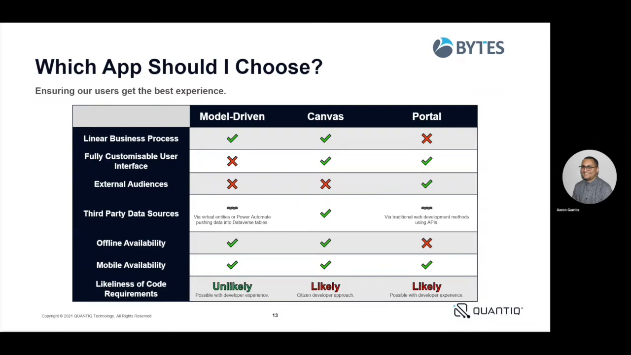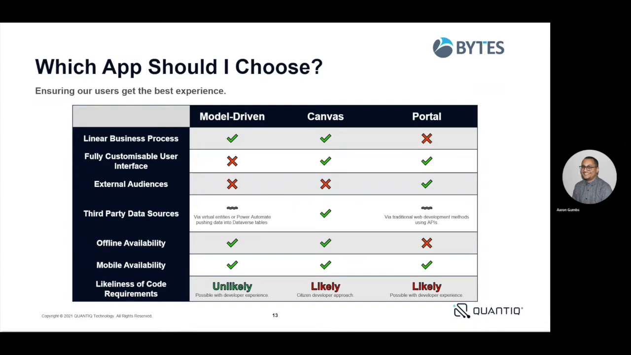For offline capability, now a portal is a website, so it has no offline capability whatsoever, but Canvas apps and model driven apps do. So you can't provide an external service with offline capability, is what we're concluding here. However, we do have different things we can do for our internal users to make those functionalities available.